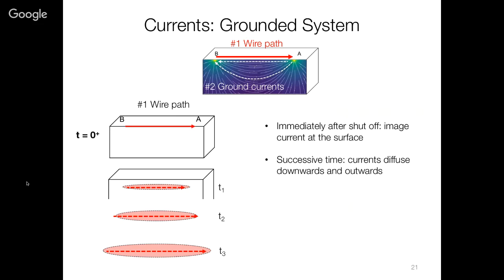But as a function of time, this current diffuses down and outwards. If it had been a circular loop, it would have looked like a smoke ring. Now it's more like a smoke wire. It's just a current filament that is gradually moving down and diffusing away. Okay, so that's perfect. So that's the wire.